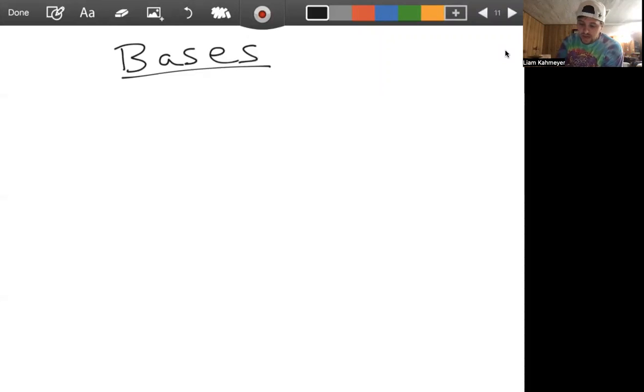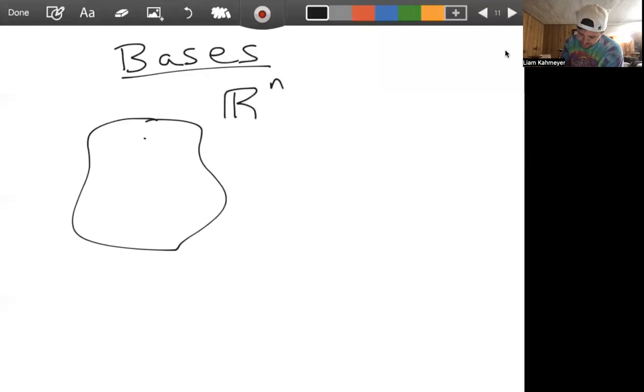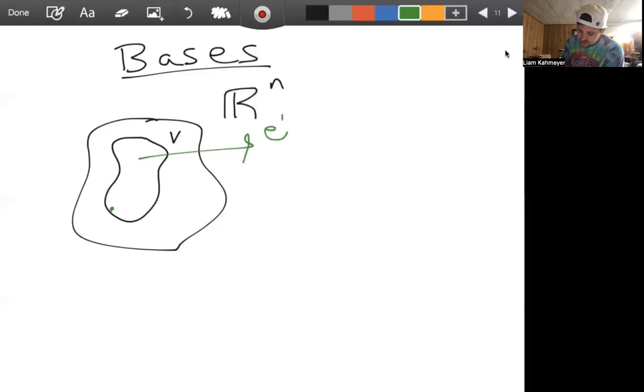If we recall when we were looking at subspaces of Rn, here we were looking at, say, Rn. Inside of this, we had some vector space V, or some subspace. We were asking ourselves, how do you represent elements of V, for some subspace?